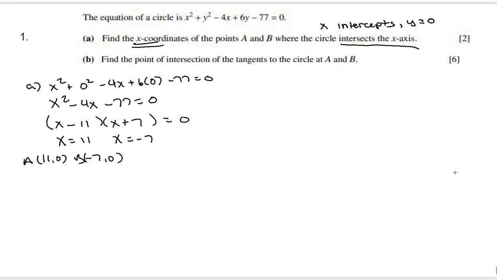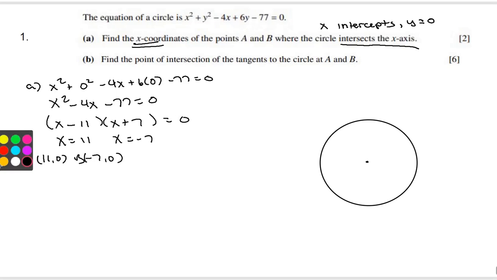Now part B, it says find the point of intersection of the tangents at A and B. All right, so let's give you a little picture of this. I've got a circle, and here's my center point. And it would be awesome if I knew what my center point is, just so I get a sense of where this was. So let's go ahead and find the center point.